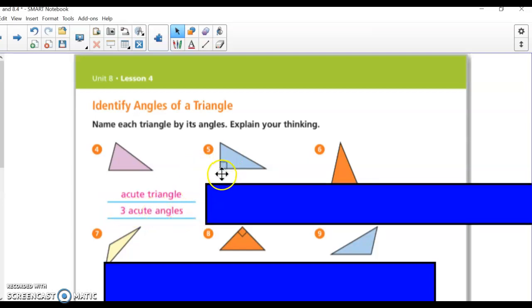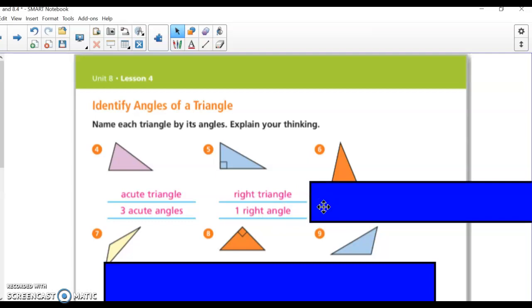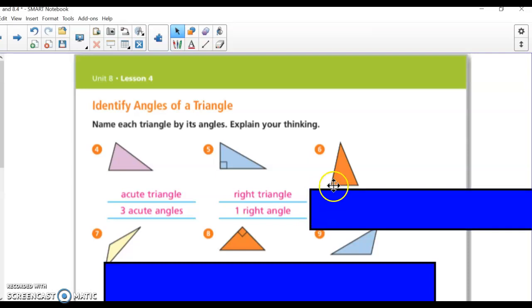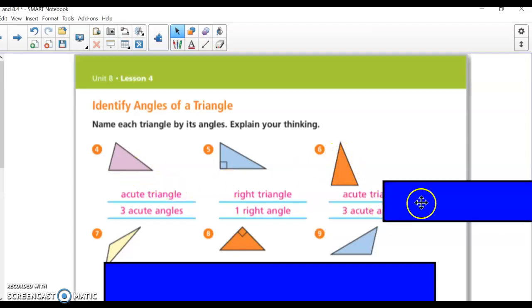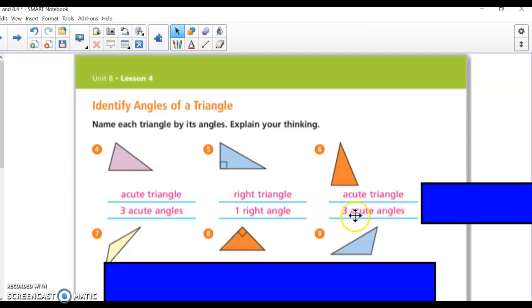Oh, right away I see this. This is going to be my right triangle because it has that box. It's got one right angle. And if I'm going too fast, just slow down and pause me. And then for number 6, well, it looks like that's acute, and that's acute. So this is a different shape than number 4, but they are both acute triangles.